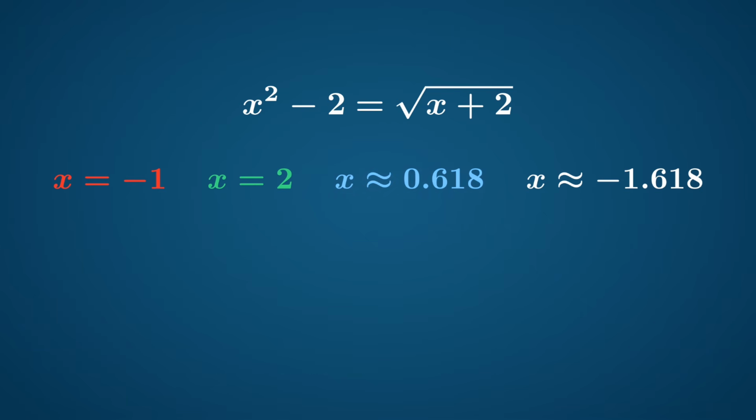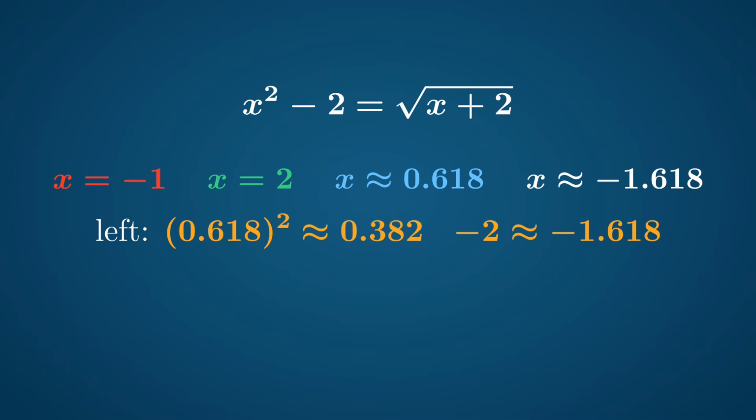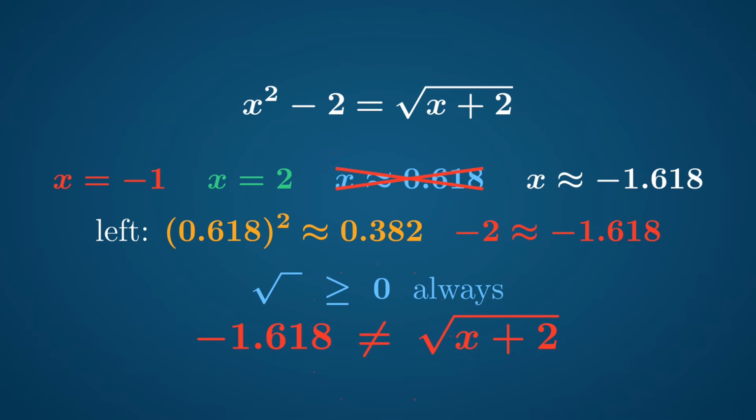Now we check the candidate near positive 0.618. Its square is small, roughly 0.382, so the left side sits close to minus 1.618. A square root can never be negative, so no match is possible. That candidate is discarded, and a single candidate remains.